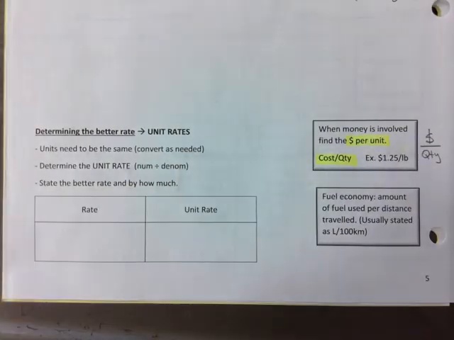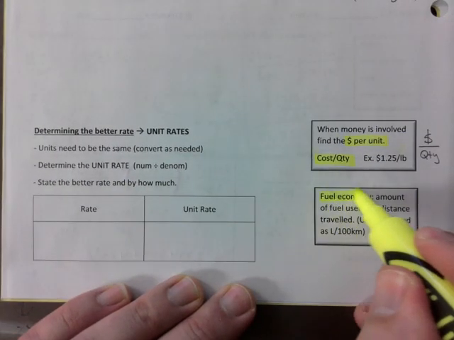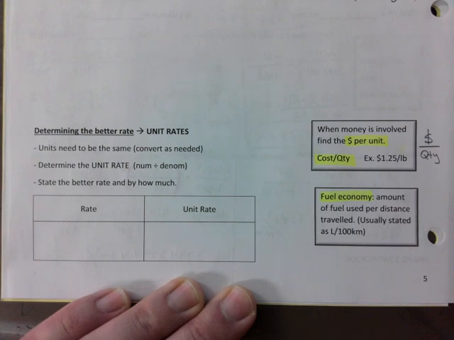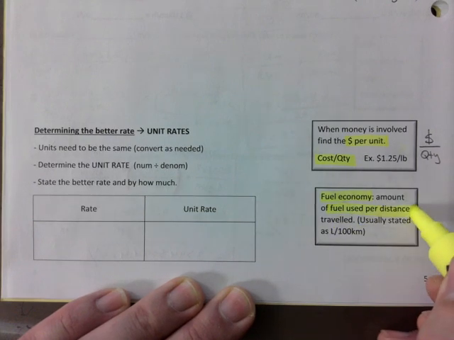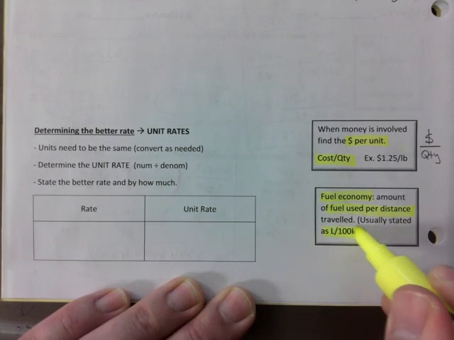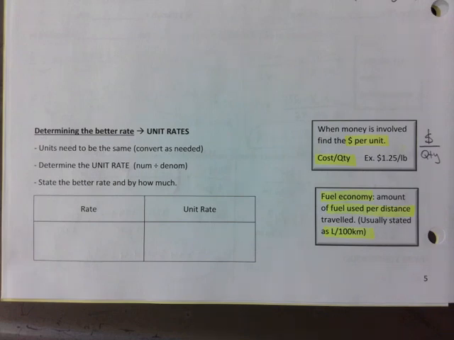Here's the fuel economy part. There will be for sure one fuel economy, if not two, that you will come across. It's the fuel used per distance, and it's usually liters per 100 kilometers. But it could also be stated as miles per gallon.